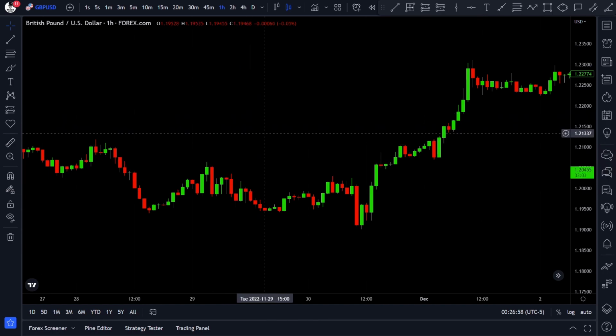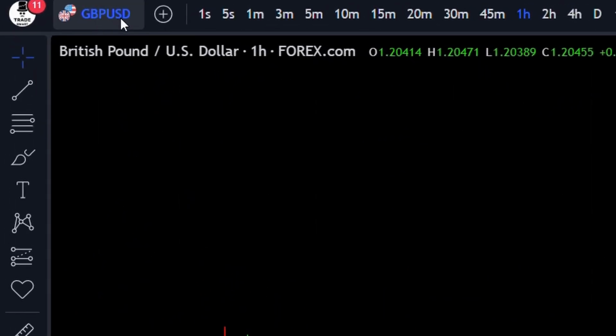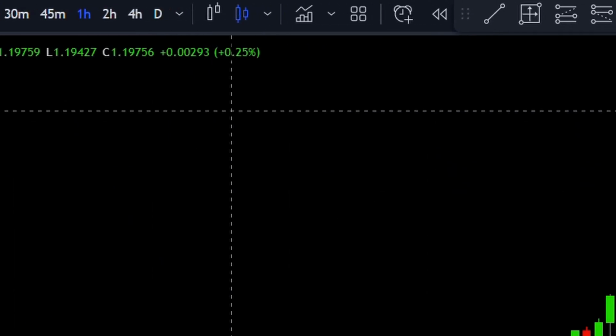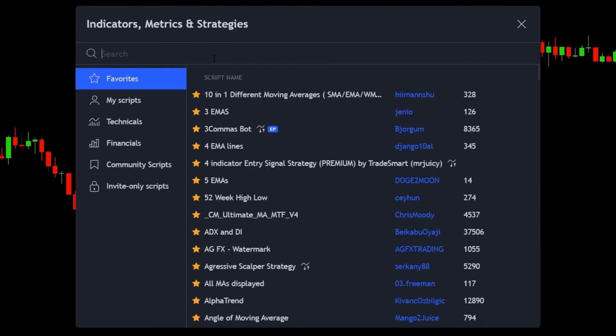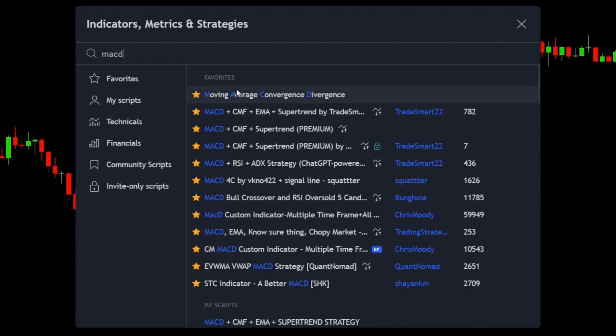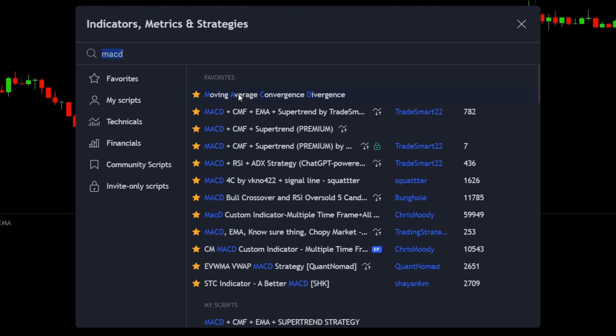For this strategy, first head over to TradingView and set up the GBPUSD 1-hour chart. Once you got that, open up the Indicators tab and let's add our indicators. First, we will add our entry signal indicator, which is going to be a simple MACD. So type in MACD and add this one to your chart.